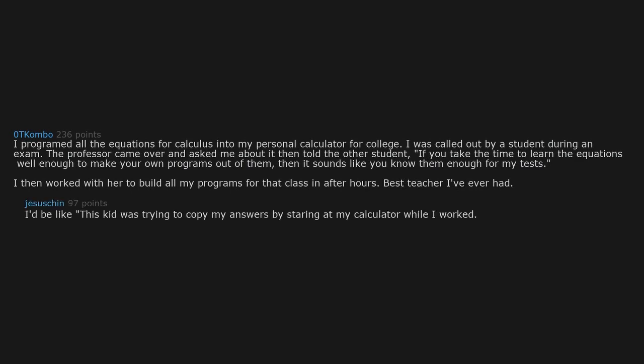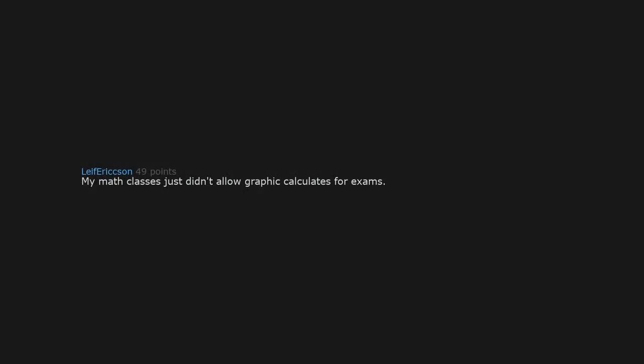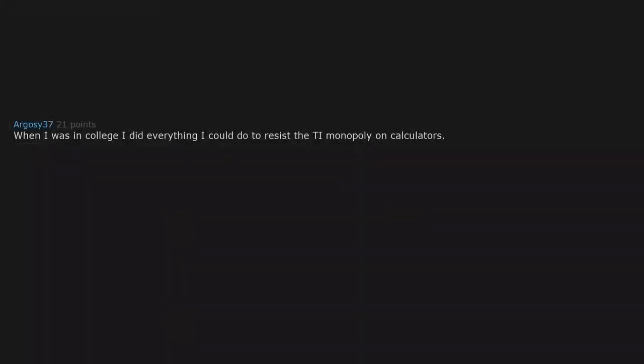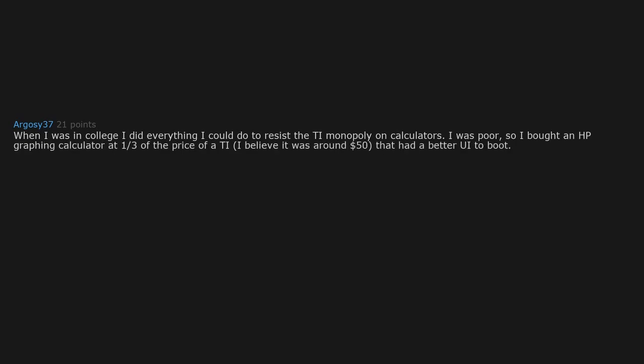I'd be like, this kid was trying to copy my answers by staring at my calculator while I worked. My math classes just didn't allow graphing calculators for exams. Basic scientific calculator only. When I was in college I did everything I could to resist the TI monopoly on calculators. I was poor, so I bought an HP graphing calculator at 1/3 of the price of a TI. I believe it was around $50 and it had a better UI to boot.